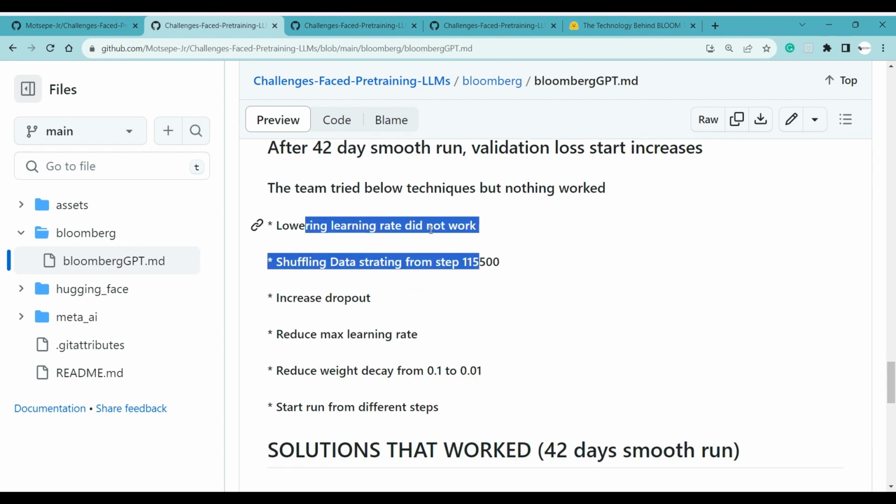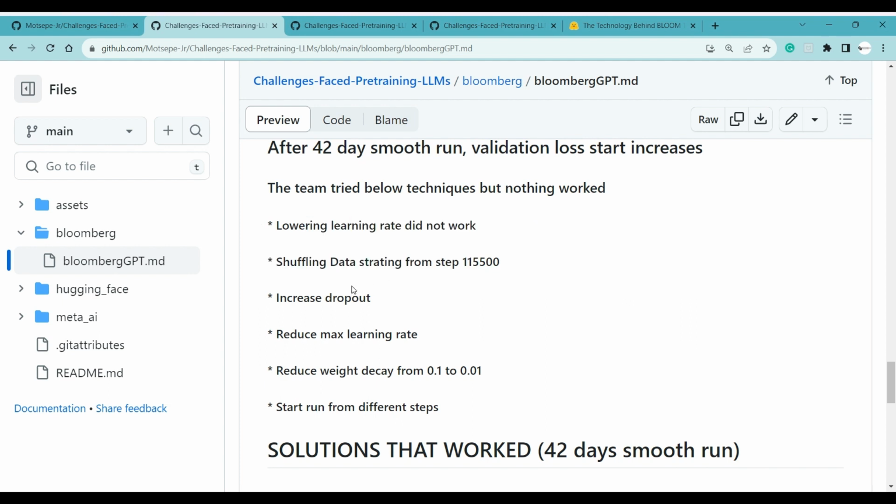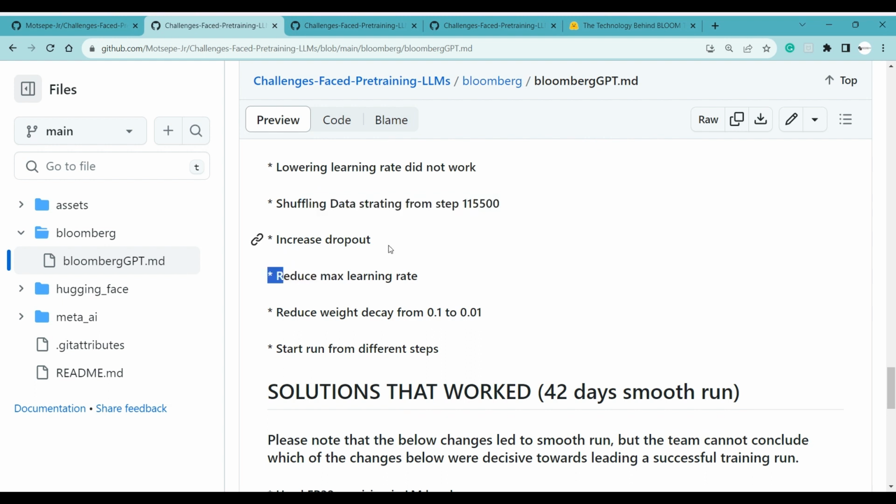The first thing was the learning rate that we spoke about; it did not work. Then they shuffled the data from step 115500, thinking that maybe some of the data the model was encountering at that step was bad. Shuffling did not help. They added more dropout noise as a regularization method. That did not help. They reduced the max learning rate. That did not work. They reduced weight decay from 0.1 to 0.01. That did not work. They started the run from different steps, which is one of the pieces of advice the OPT team said they followed, and it helped them a lot, rewinding all the way back. But for the Bloomberg folks, that did not work.